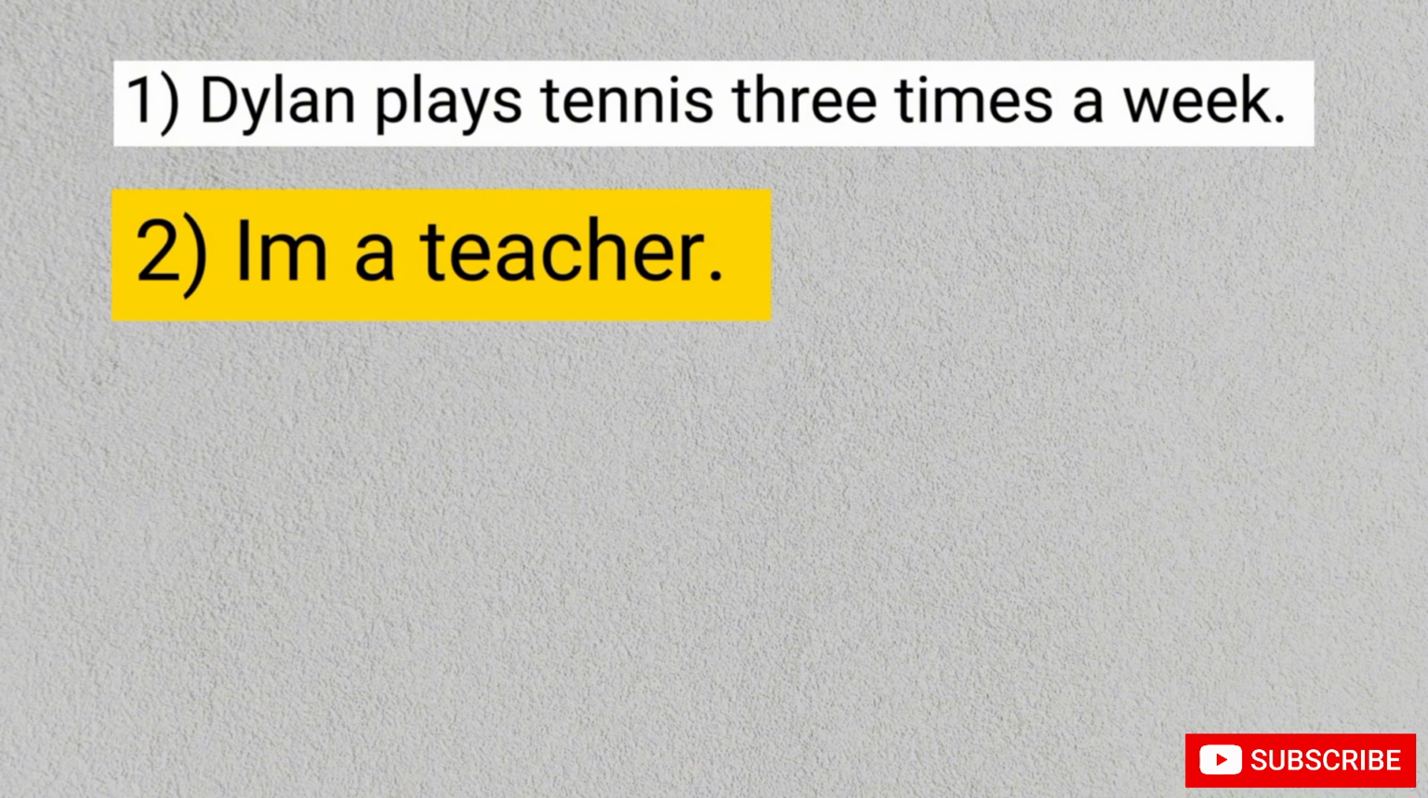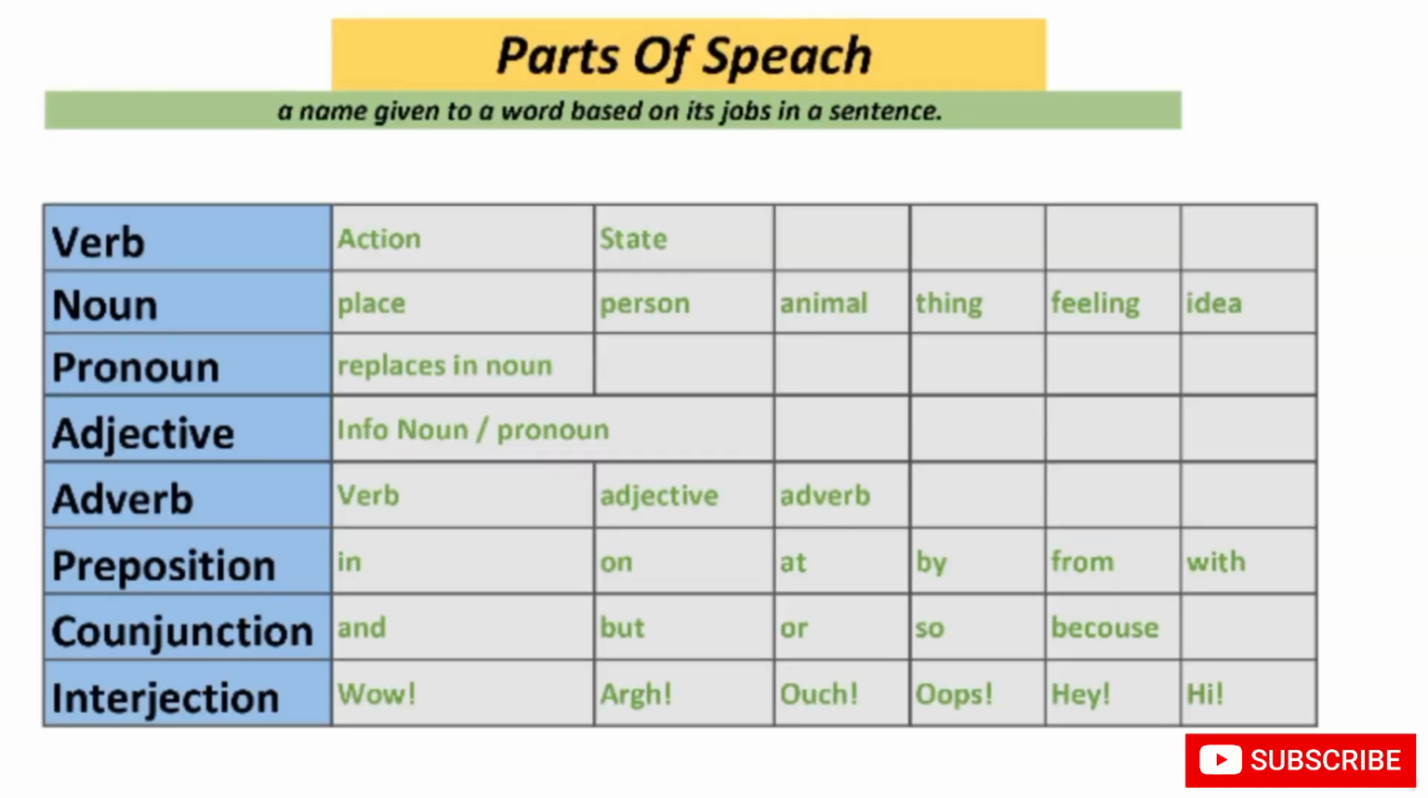Now I want you to notice a very important difference between these 2 sentences. Notice that in the first sentence, we are talking about a physical action because playing is something that we do physically. But in the second sentence, we are not talking about any physical action. We're just saying, I am a teacher. We call that a state. Okay, that means a situation. So verbs can show actions or they can show states or situations. Those are the 2 types of verbs.